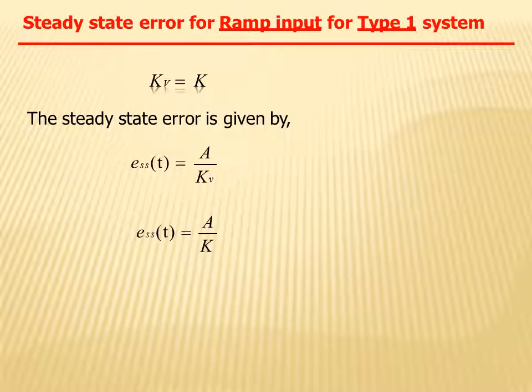Therefore Kv is equal to K, and the steady state error is given by ess(t) is equal to A upon Kv. So since here Kv is equal to K, we can write the steady state error for ramp input for type 1 system is equal to A upon K.